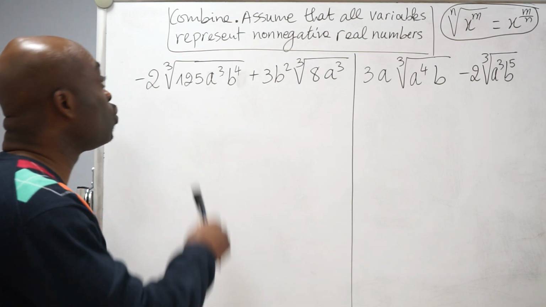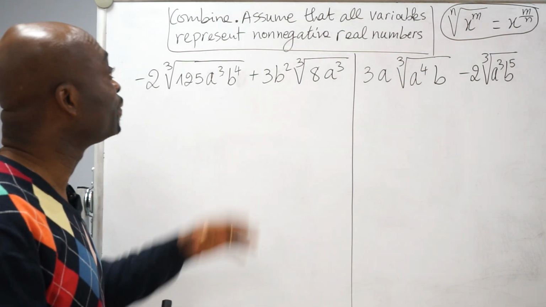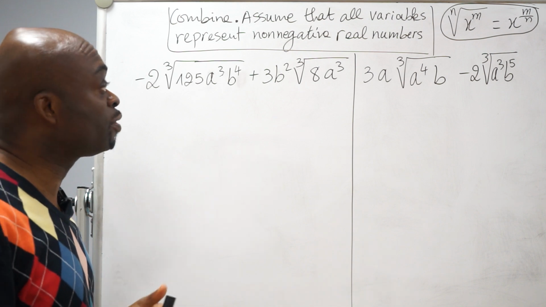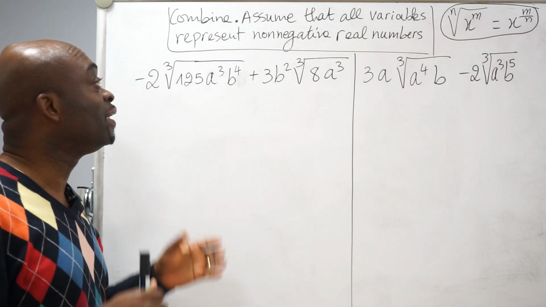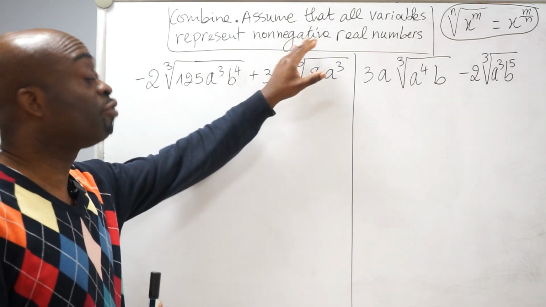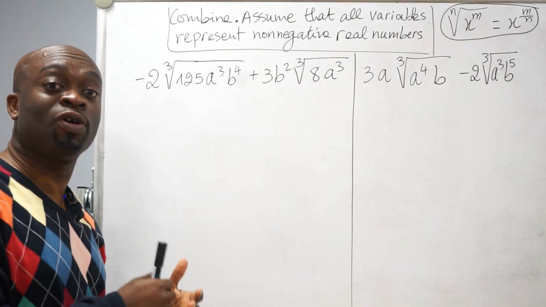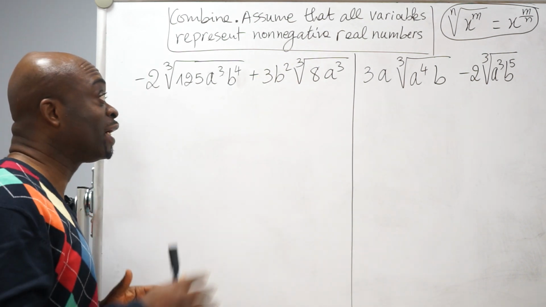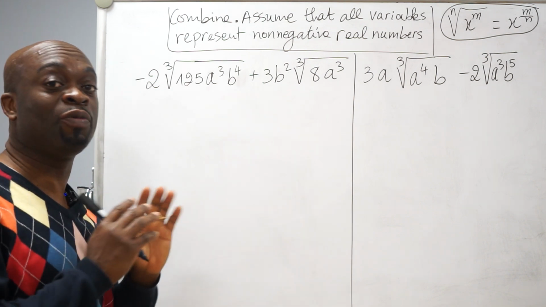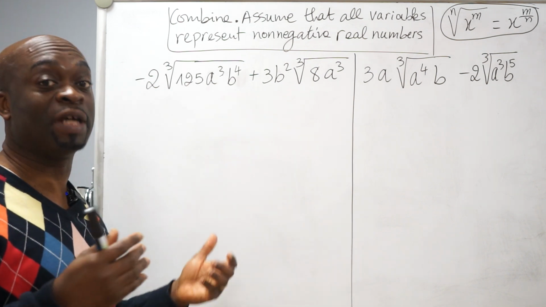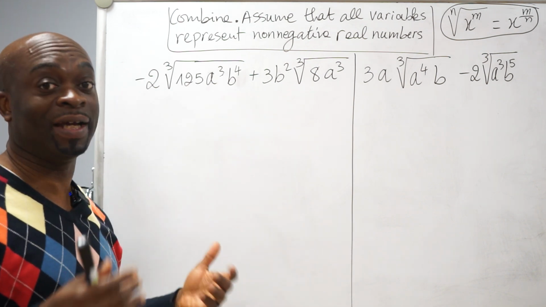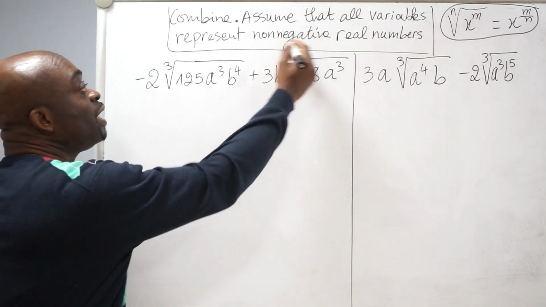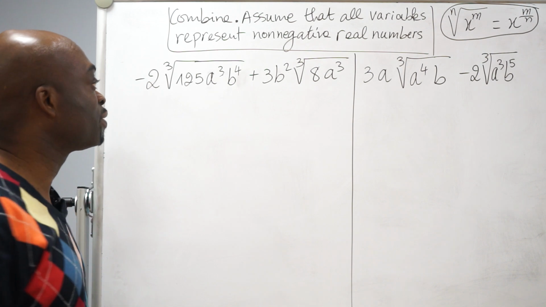Ladies and gentlemen, so we are combining radicals here. Assume that all variables represent non-negative real numbers. It's always important that you are able to read the instruction to make sure that you're going by what the instruction says, because a lot of times we forget about that. We see the problem and dive into it, and then we make a mistake at the end where the instruction is saying something totally different. So, non-negative real numbers, all right?